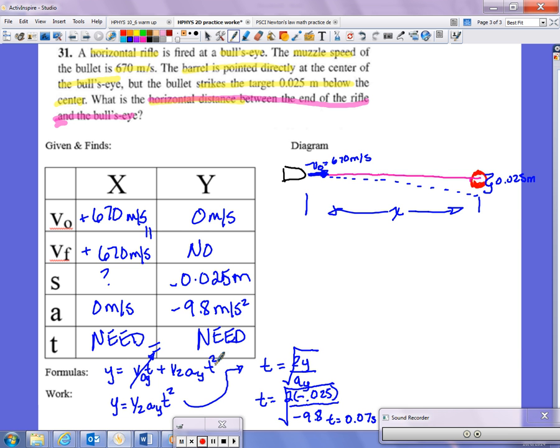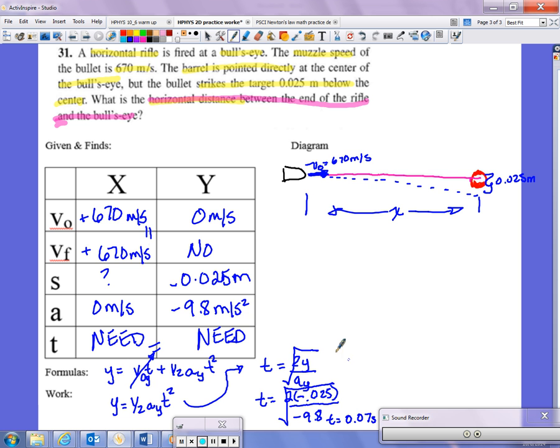Let's go back through here. This formula is y equals v naught y t plus 1/2 a t squared. And then, so we take the square root. Make sure you understand where I made that mistake. And by the way, dropping that off is a common mistake, so please be really careful about it.